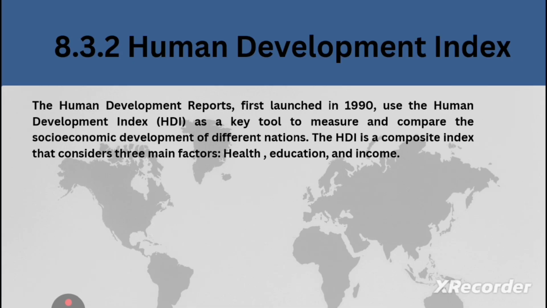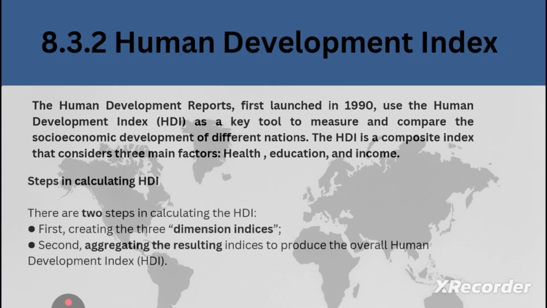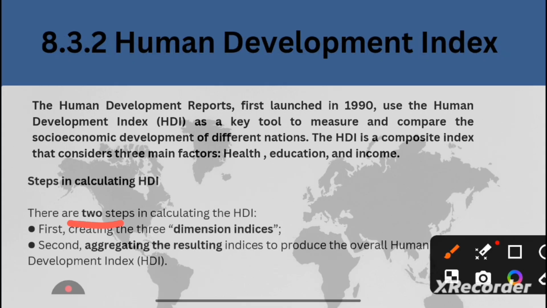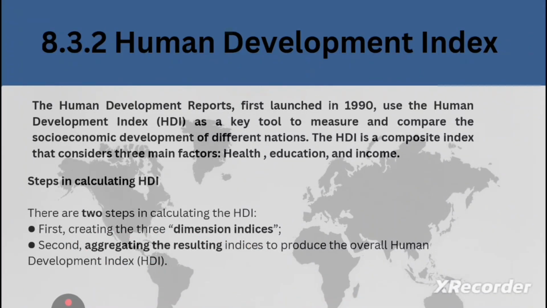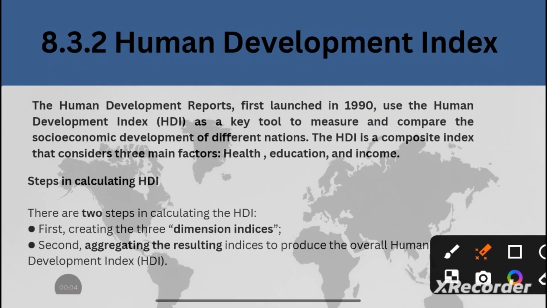So what are the steps in calculating Human Development Index? There are mainly two steps. First, we need to calculate the three dimension indexes and then aggregate the resulting indexes to get the overall Human Development Index. In the first step, we see something called the dimension index.